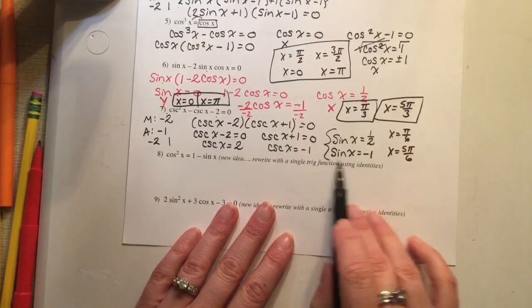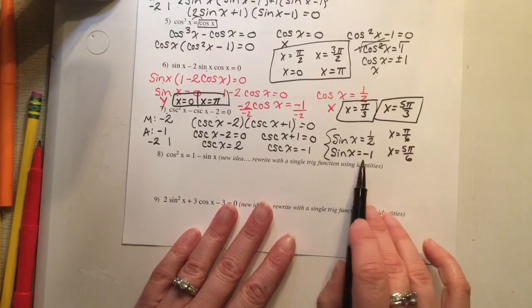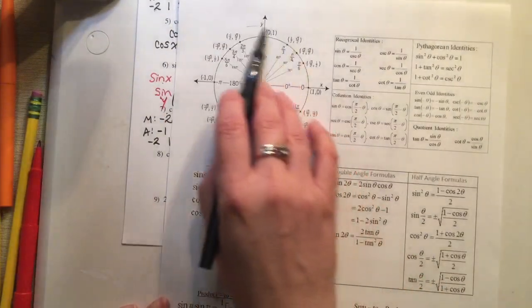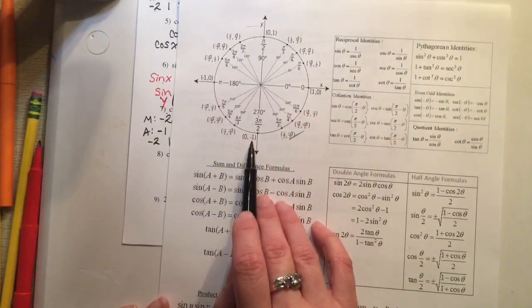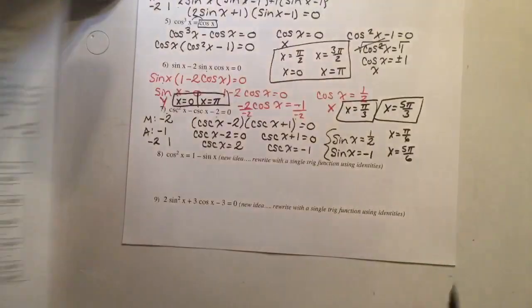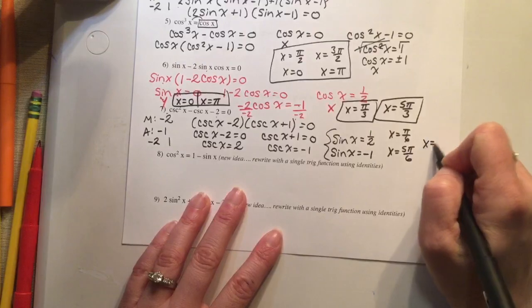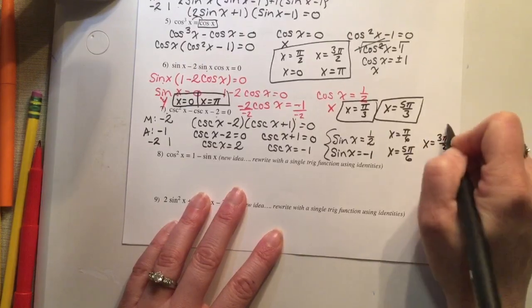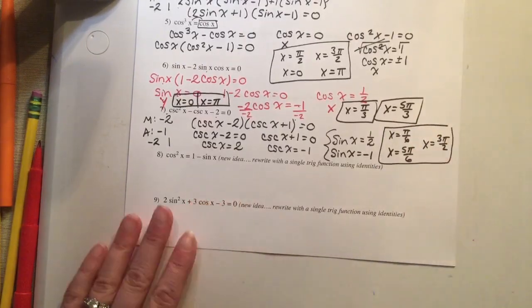Now our other solution, we're going to find when the y value is equal to -1. That only happens one time on the unit circle. If you look all the way around, the y value is only -1 at 3 pi over 2. So there is my third solution. 3 pi over 2, and we are done.